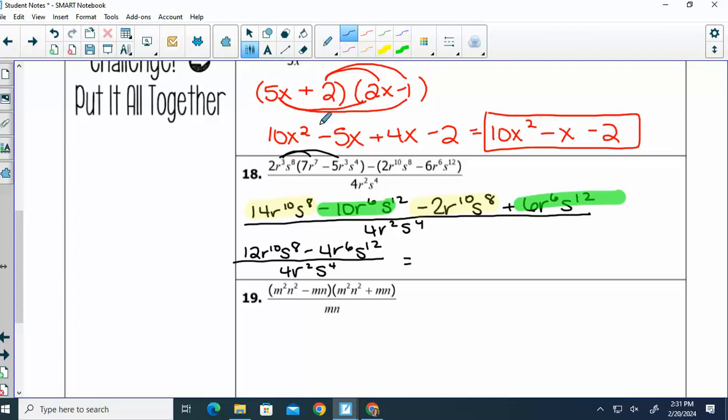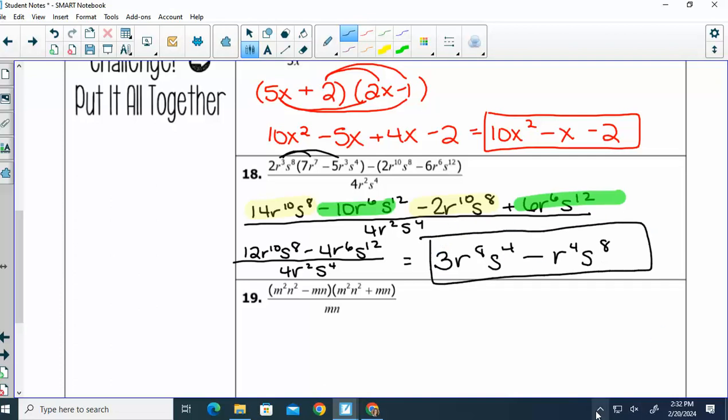So now, can I subtract those on top? Are they like terms? No. So now it's just a matter of dividing. So 12 divided by 4 is 3. r to the 10th divided by r squared would be r to the 8th. s to the 4th, because we're subtracting those exponents. Minus, this term, the 4 drops, r to the 6th over r squared would be r to the 4th. s to the 12th over s to the 4th is s to the 8th. Okay, so we could have problems involving multiple pieces.